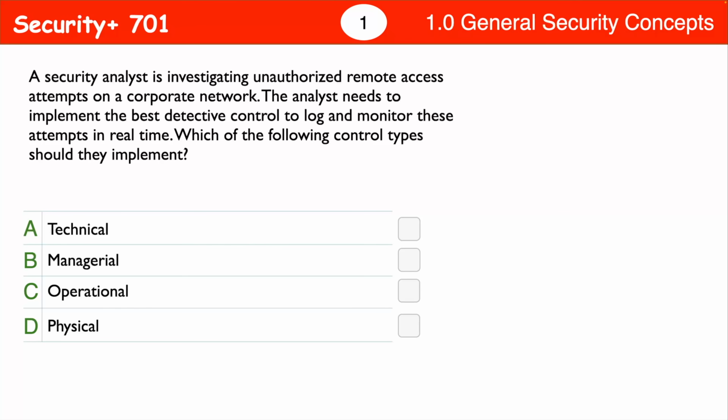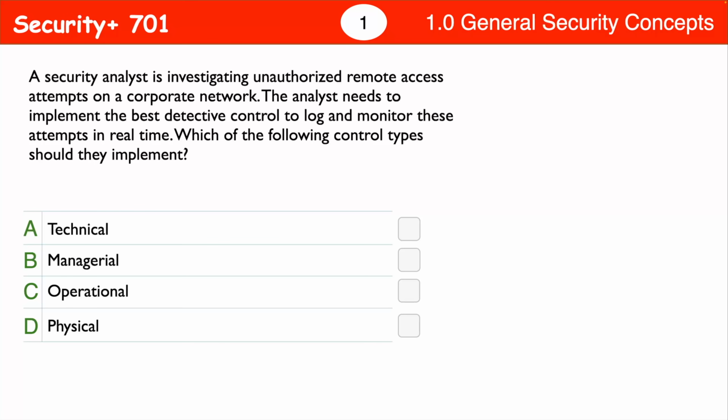Question 1. A security analyst is investigating unauthorized remote access attempts on a corporate network. The analyst needs to implement the best detective control to log and monitor these attempts in real time. Which of the following control types should they implement? A, a technical, B, a managerial, C, an operational, or D, a physical?